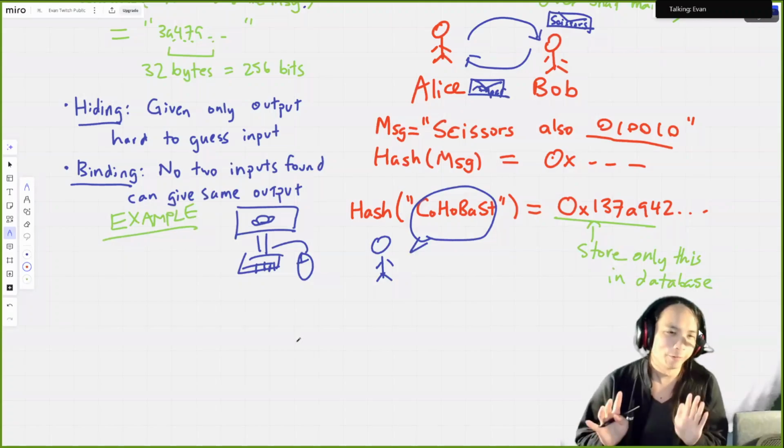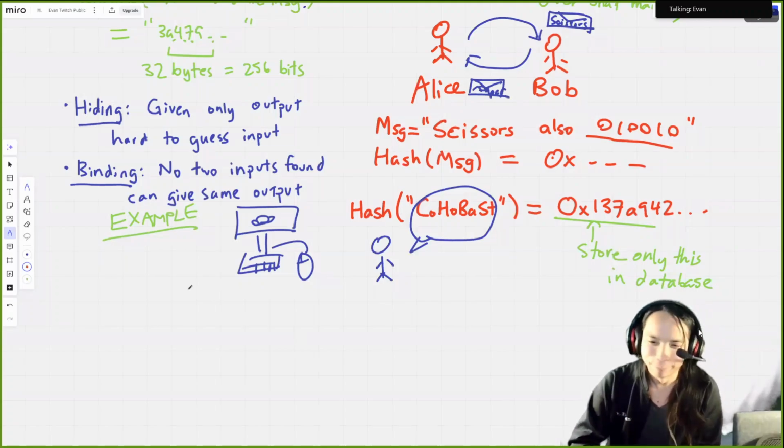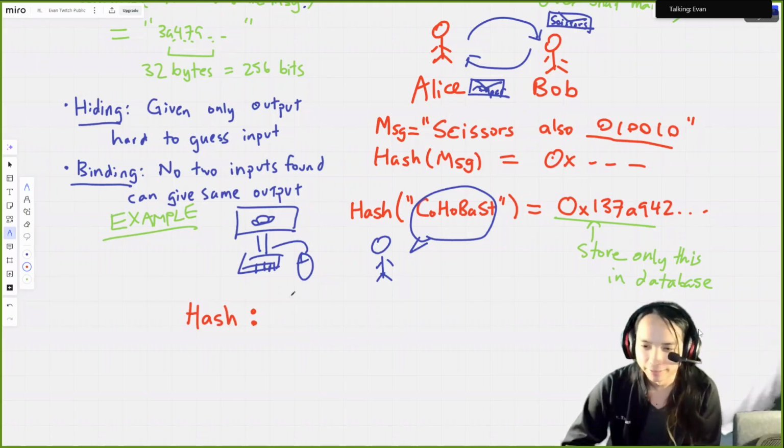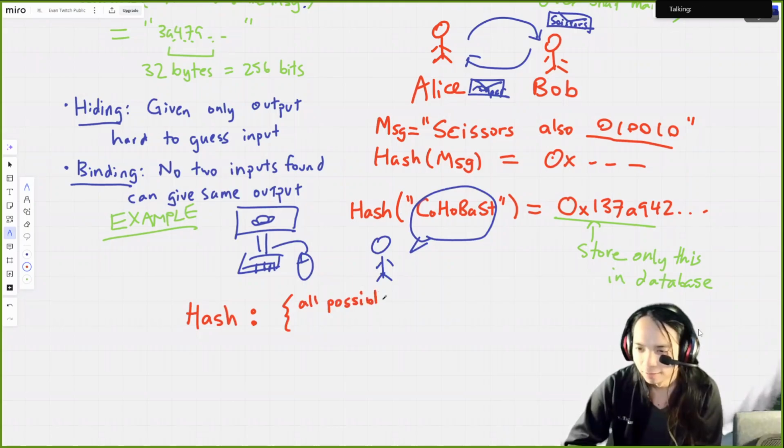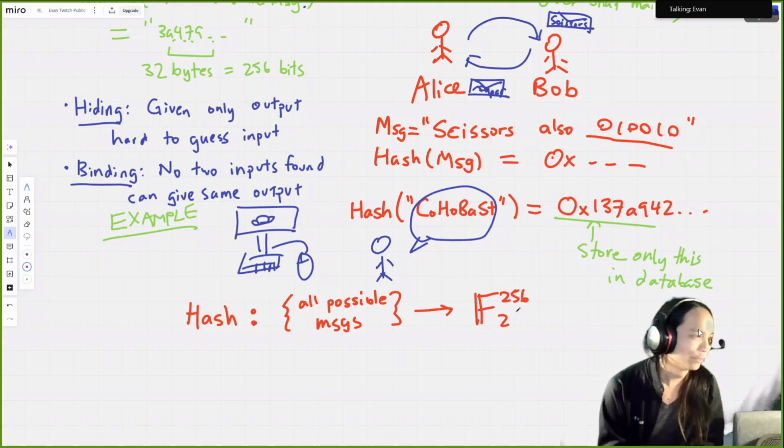For the people who are really mathematicians in the room, they might be freaking out right now because what I've told you is that I want this function to be binding and collision resistant. And if you look at the hash function as a function, the domain of the function is any message. So it's the infinite space of all possible messages. And the output space is F2 to the 256 or whatever. It's like the bits of length 256.